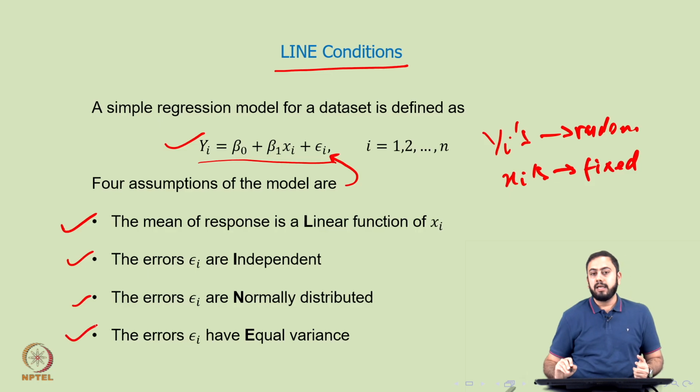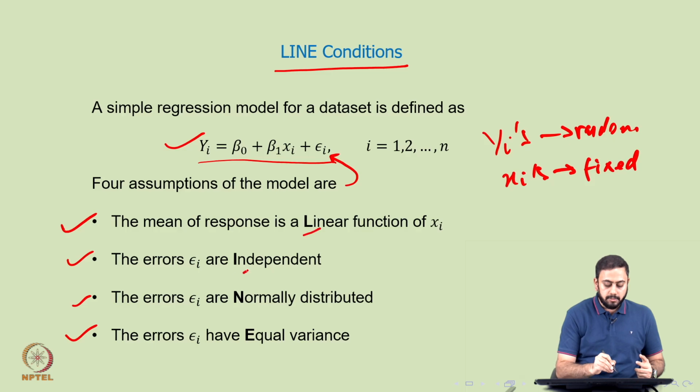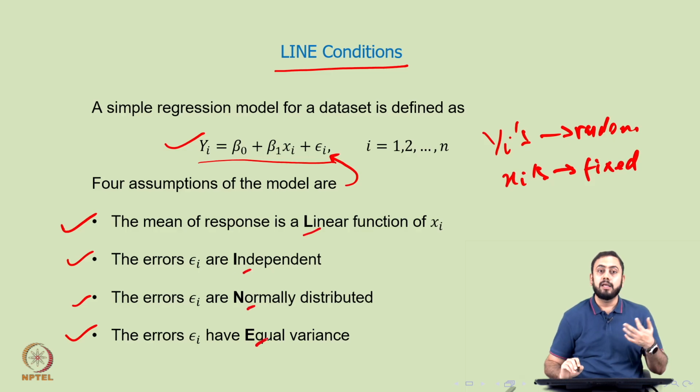And lastly, the errors epsilon i have equal variance. So, all the errors are independent, normally distributed, and they should have a constant variance throughout. Very interestingly, I have summarized these 4 assumptions in terms of the LINE conditions. Like I said, the whole purpose of putting forward the assumptions is that the moment you fit a regression model, the very next step is to verify whether all these 4 assumptions are being met by the fitted line or not.